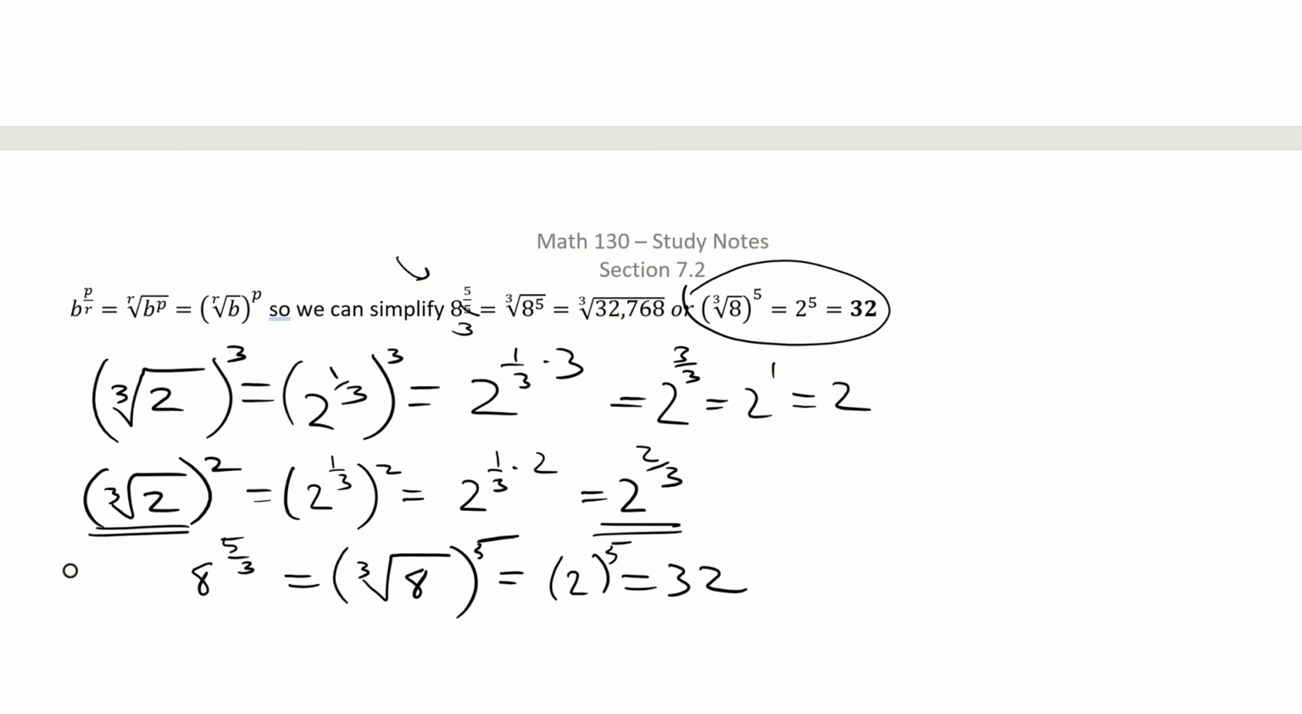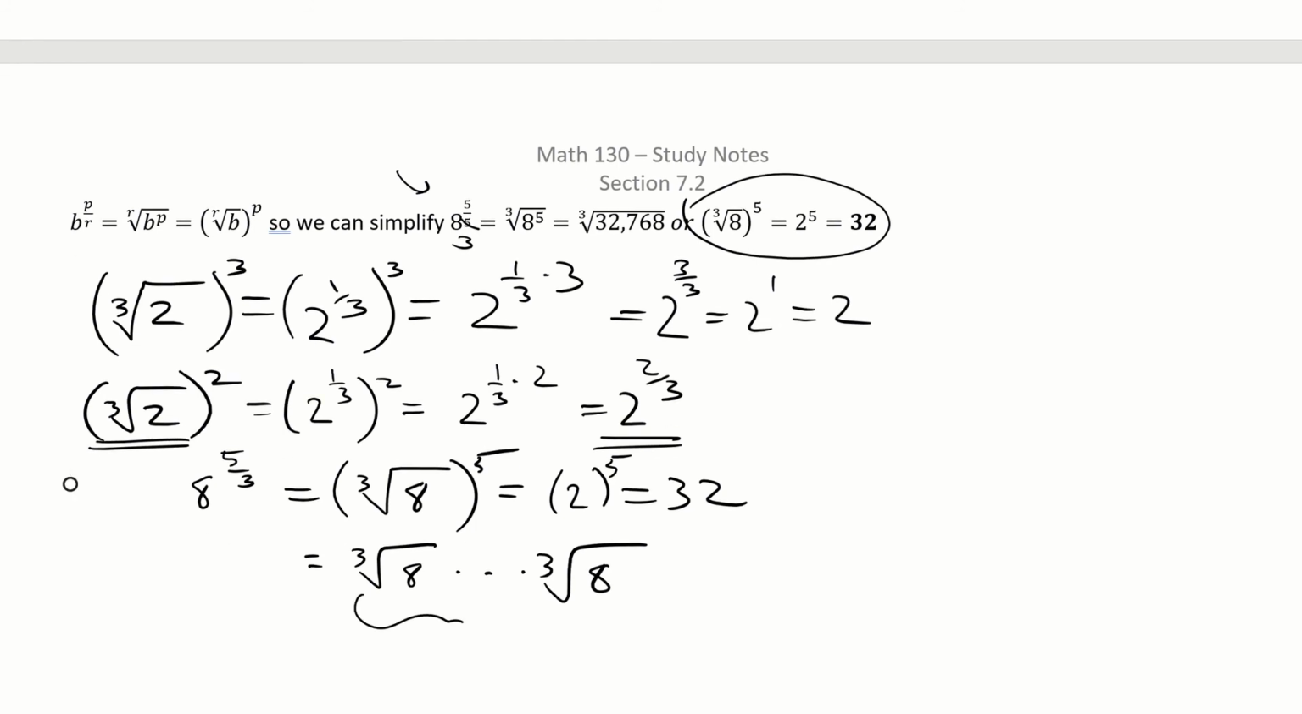But the other way you can write it is you can simply go, well, that's equal to, from here, the third root of 8, and it's multiplied 5 times. Okay? So I'm just showing you the gymnastics of it all. And this can also be written as the cube root of 8 to the 5th. Notice 5, 2, 3, 4, 5 8s multiplied together.